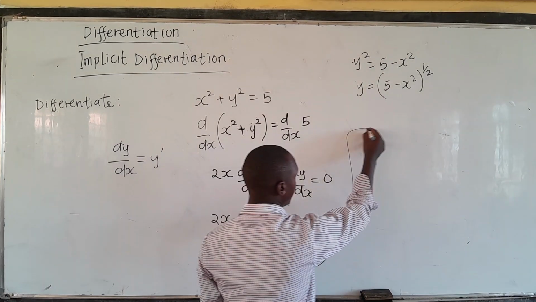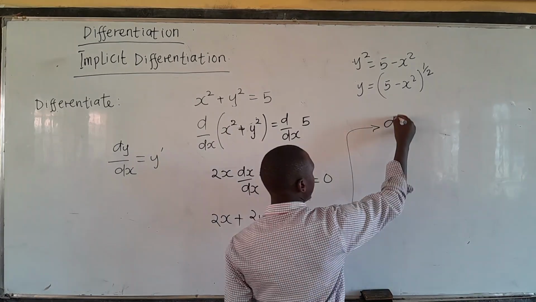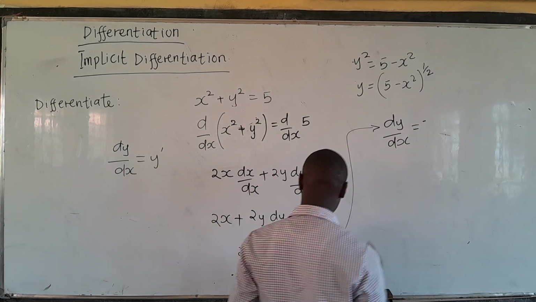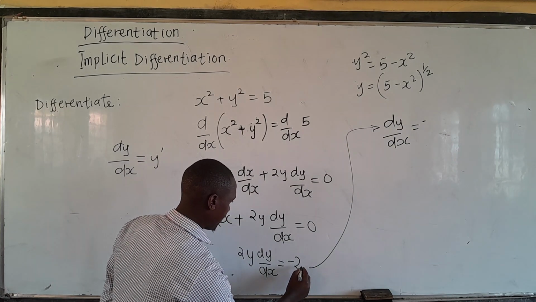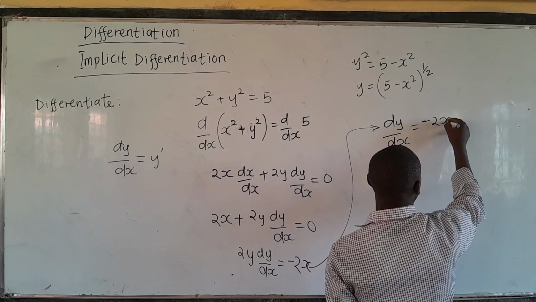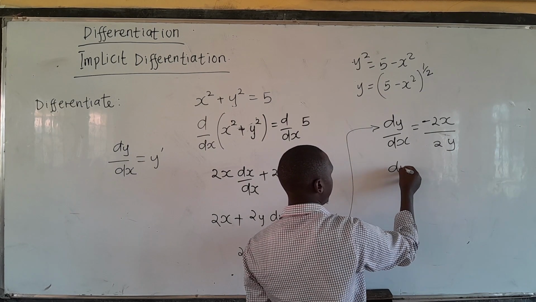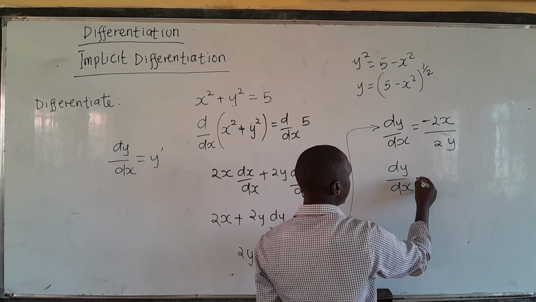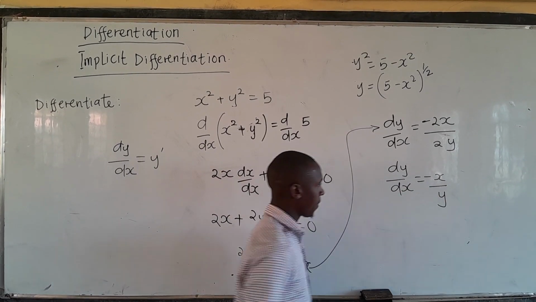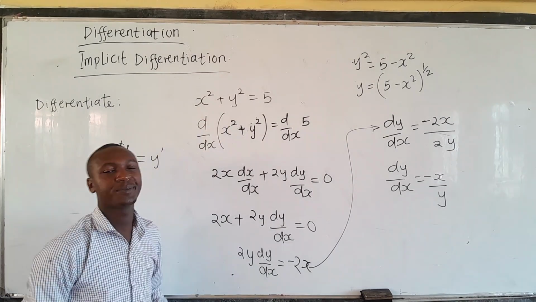Then dy over dx is going to be equal to negative 2x divided by 2y. If we simplify further, dy over dx equals negative x over y. And that becomes the derivative of our function right here.